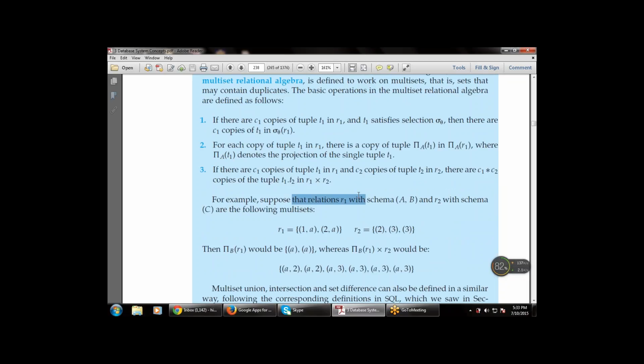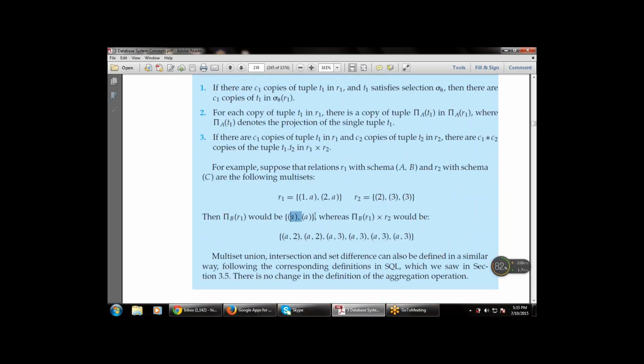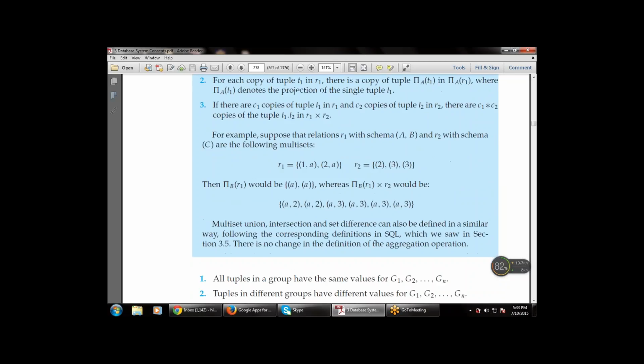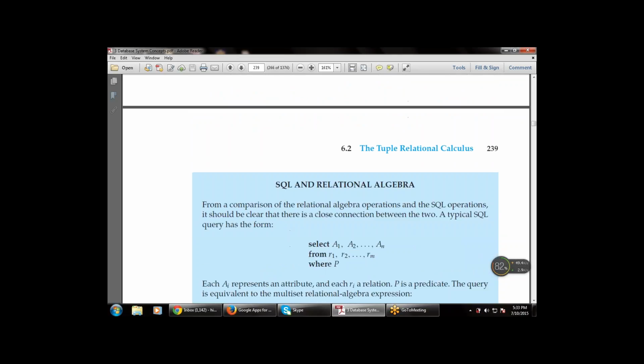For example, suppose that the relations R1 with the schema AB and R2 with the schema C are the following multisets. This is R1, this is R2. Then pi B R1 will be A, A, whereas pi B R2 will be A1, A2, A2, A3, A3, A3, A3. All tuples in the group have the same value. Tuples in different groups have the same or different values.